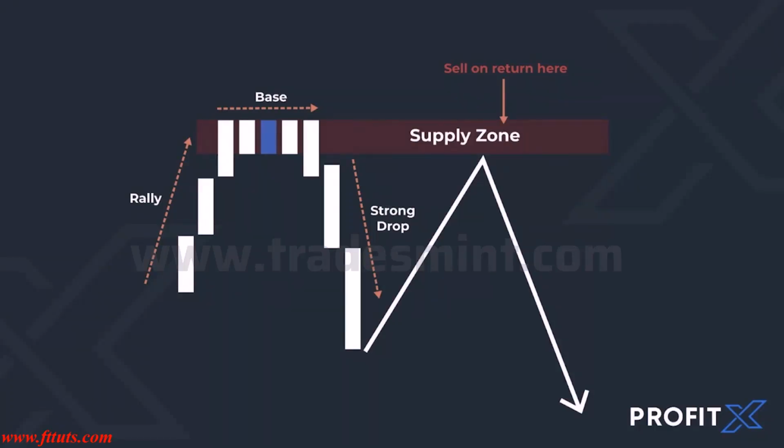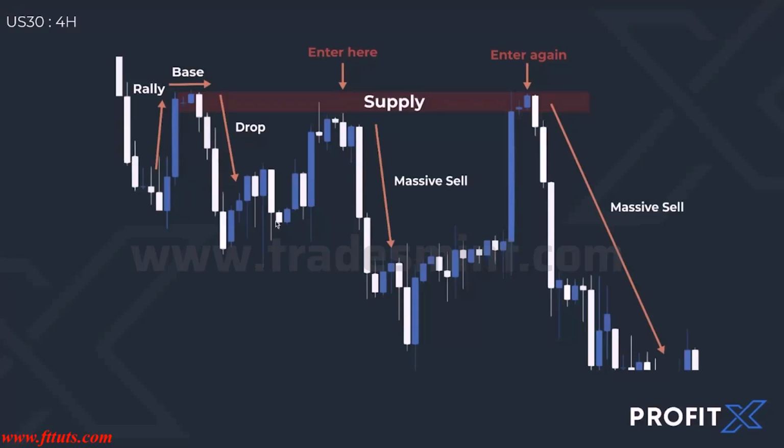So now let's look at some real world scenarios. So here, if we look at US 30 on the 4-hour time frame, I actually traded these setups in real time. So we see a rally up, we see a base. So there's a doji candle, very small bullish body candle, not a lot of momentum here. And then an aggressive seller comes into the market, big drop.